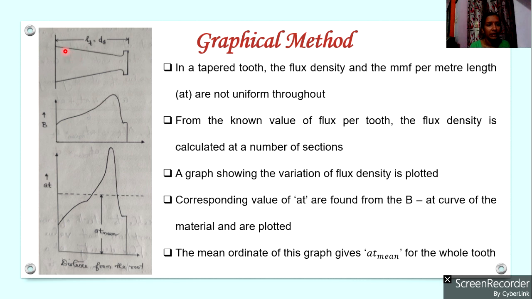Say at this point, we will take this section of the tooth. We will calculate the area of this section, and then flux divided by area of this section gives the corresponding flux density, and we will plot that value of flux density in a B versus distance from the root curve. Here in this graph, y-axis is flux density B and x-axis represents the distance from the root. This is the root of the tooth, and this is the tip of the tooth.